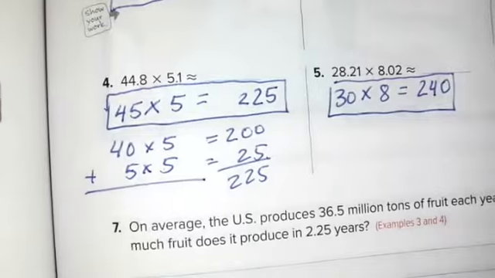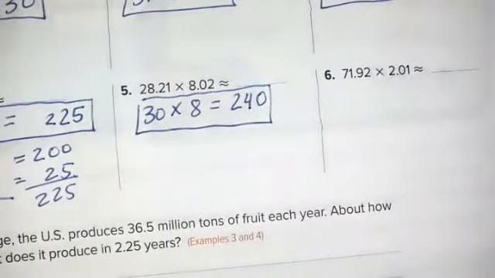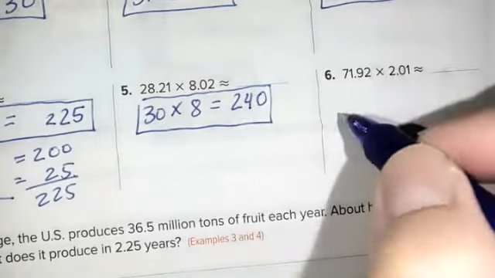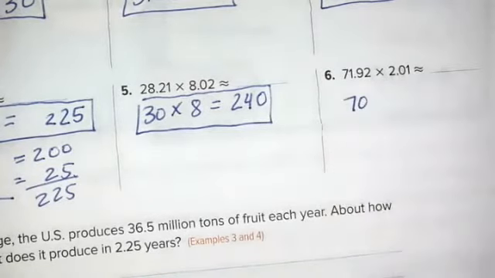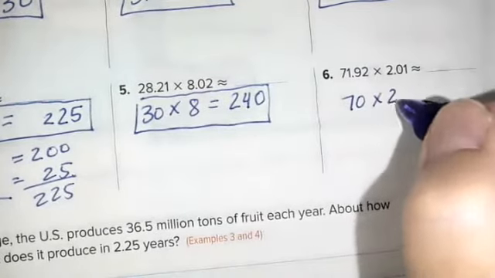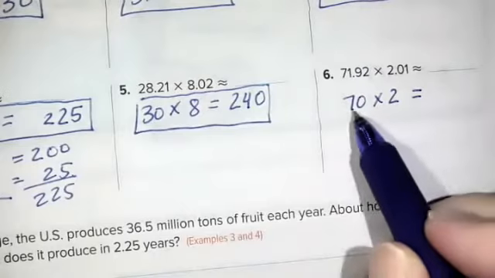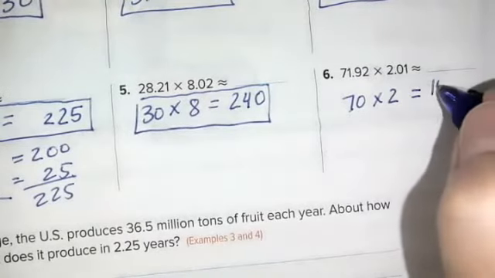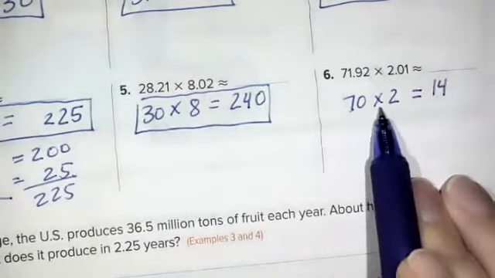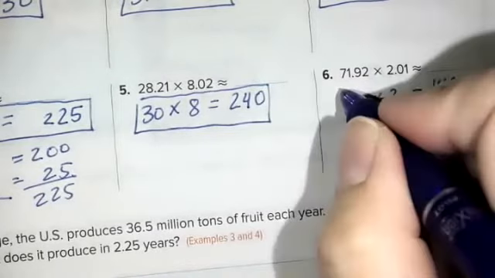Number 6, we have 71 and 9200 times 2. I'm going to round that 71 and 9200 down to 70. So I'm rounding to the nearest tens. And then the 2.01, I'm going to round to 2. We know 7 times 2 is 14. So 70 times 2 would be 10 times as much, or 140.